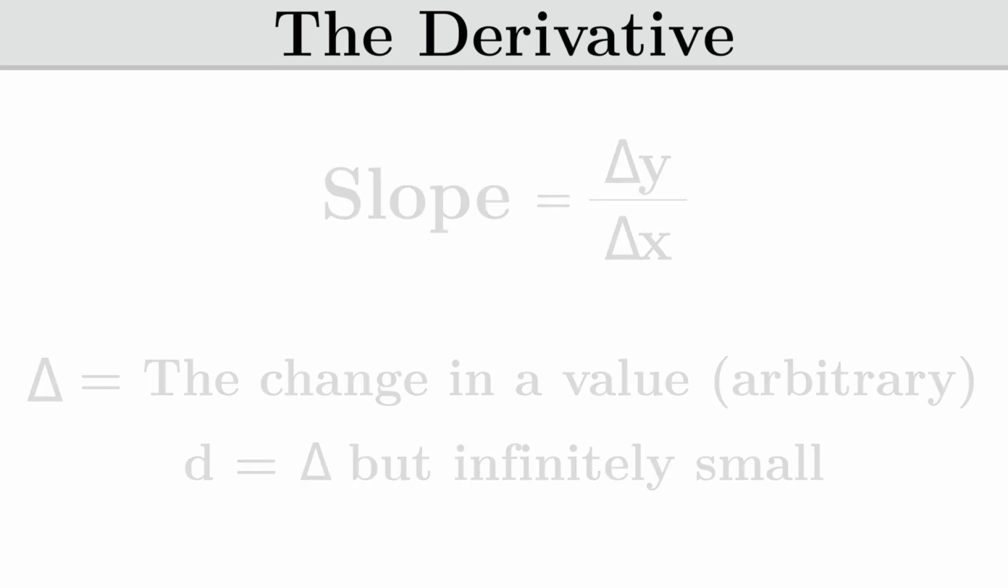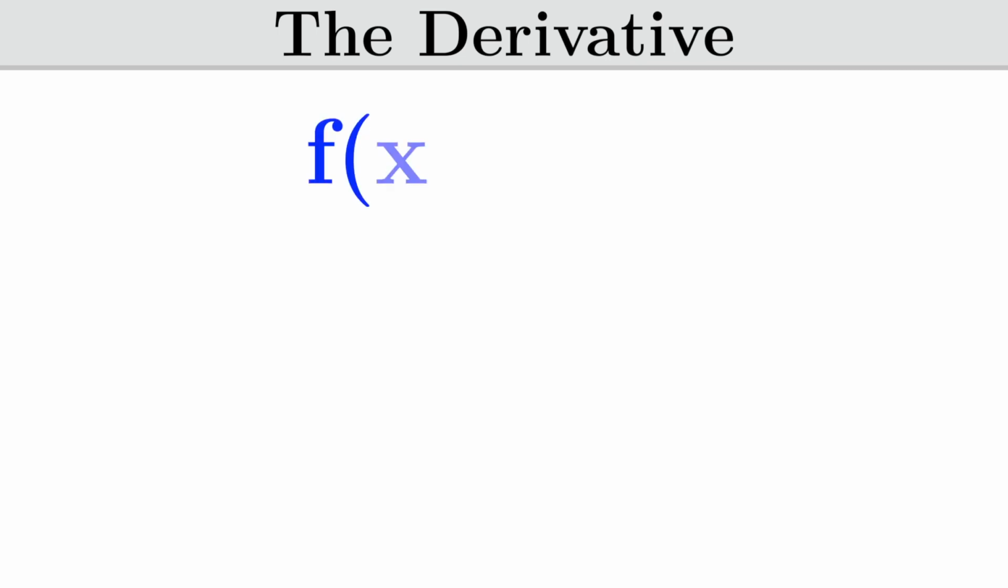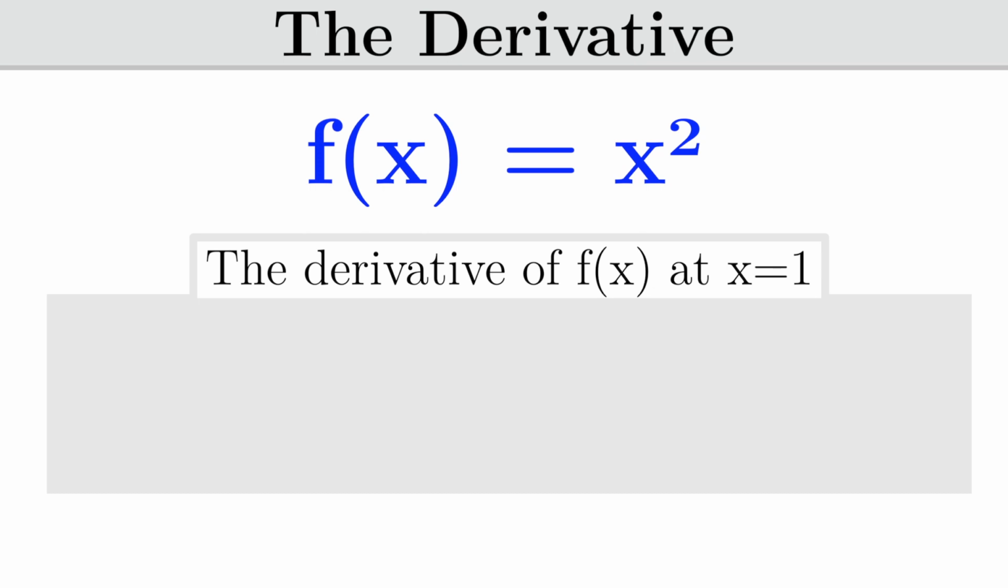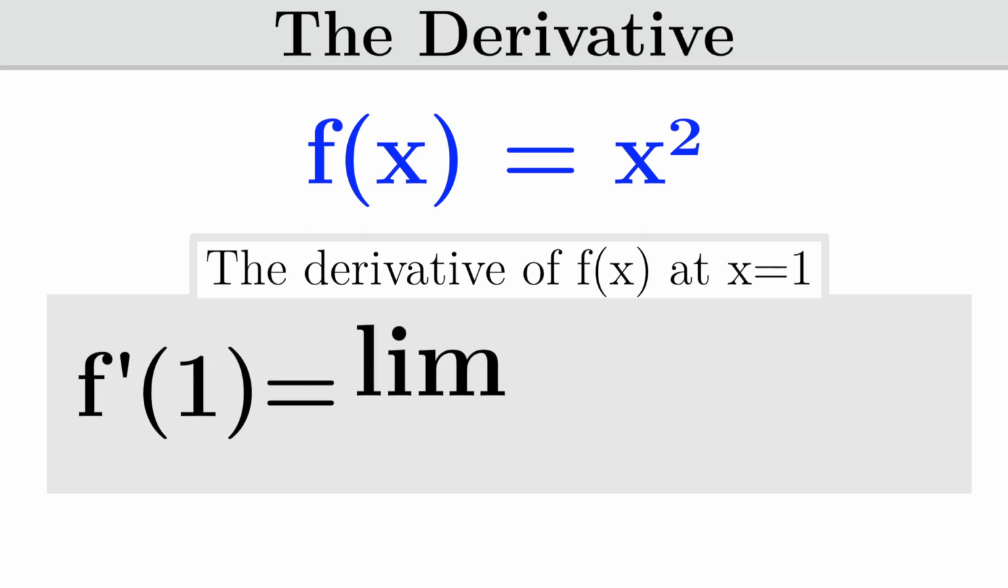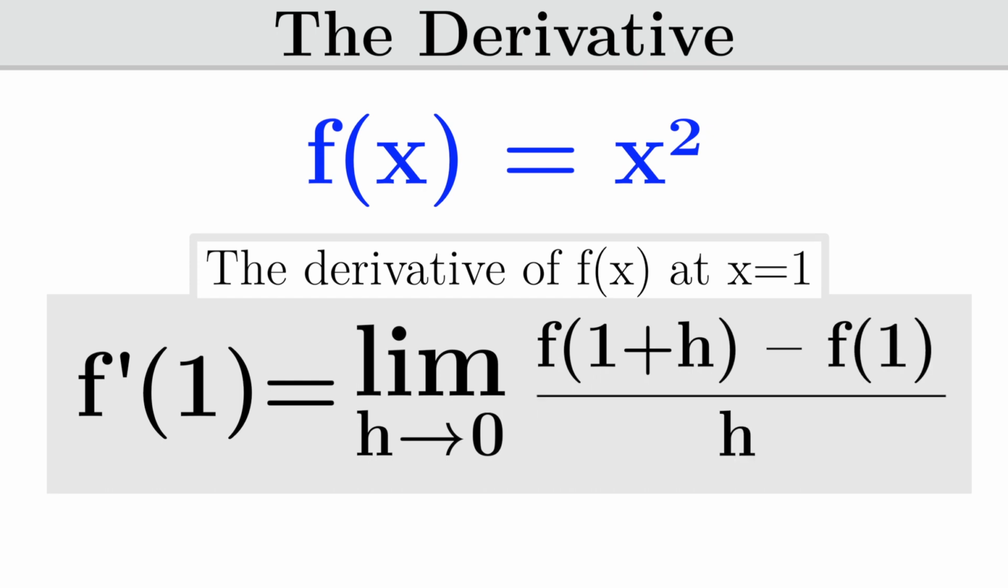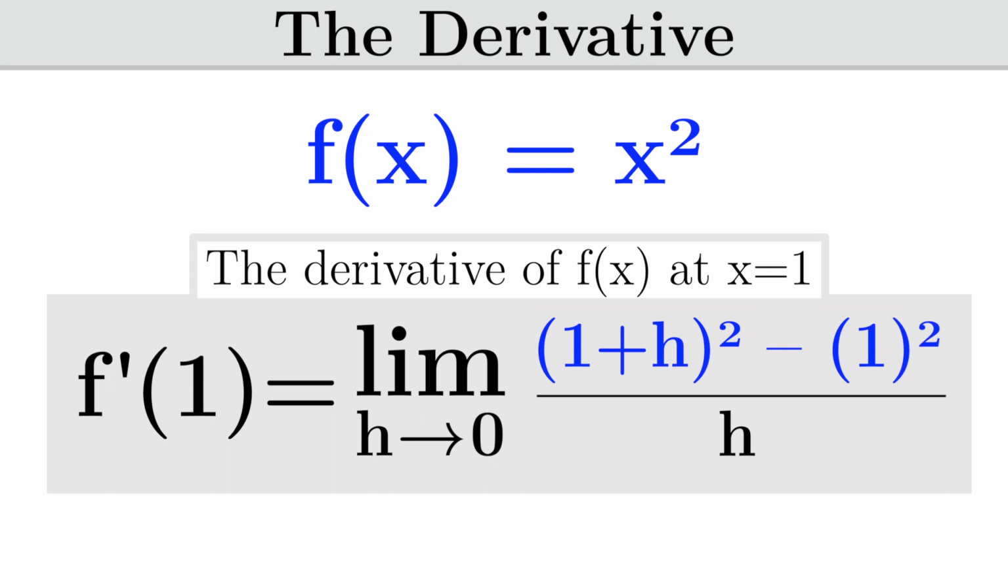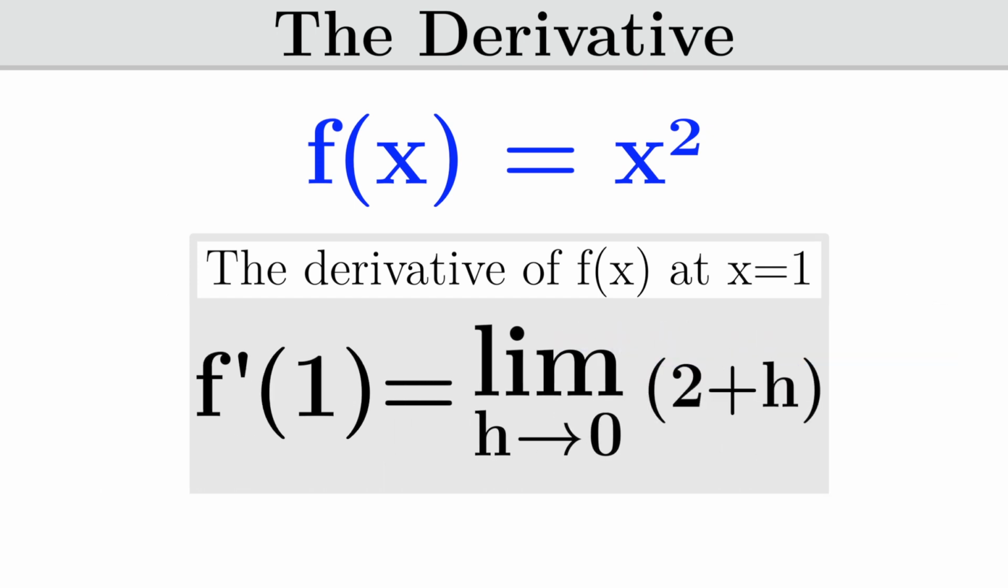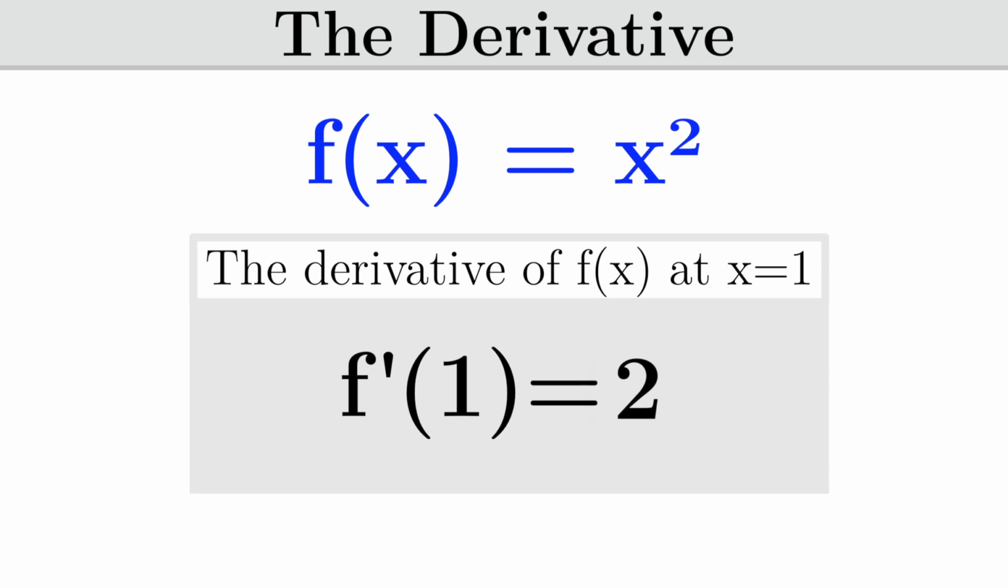Let's see this in practice. Returning to our previous example, let f of x equals x squared. As mentioned before, the derivative of f at x equals 1, or f prime of 1, is the limit as h approaches 0 of f of 1 plus h minus f of 1 divided by h. Plugging in f, we get the limit of (1 plus h) squared minus 1 squared divided by h, or 1 plus 2h plus h squared minus 1 over h. This simplifies to 2 plus h. Since we let h approach 0, the limit is just 2. That is to say, the instantaneous slope of the graph at x equals 1 is 2.